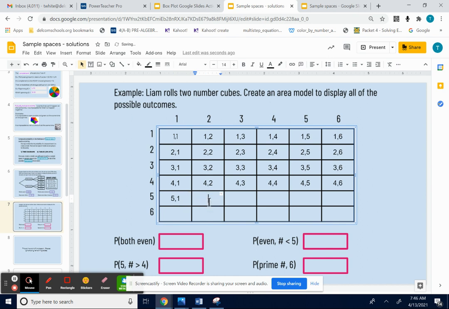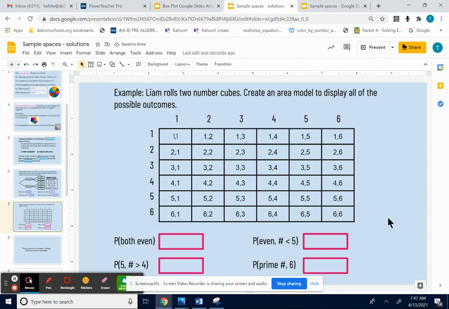5 with all of these, a 5 with the 1, a 5 with the 2, a 5 with the 3, a 5 with the 4, a 5 with the 5, and a 5 with the 6. And then 6 for the first dice, a 6 with the 1, 6 with the 2, and with the 3, and with the 4, and with the 5, and with the 6. Okay, so this is all the different possibilities of rolling 2 dice. We can use that to answer some questions about these 2 dice rolled together.